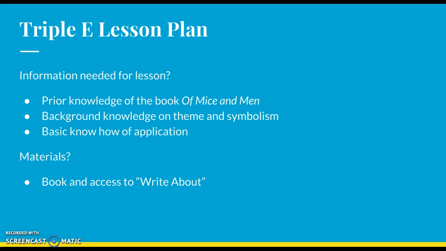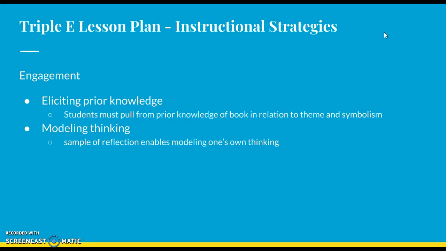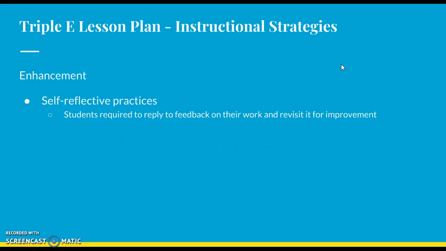The materials needed include the book and access to WriteAbout. The instructional strategies incorporated in this include traits of engagement, enhancement, and extension. My engagement strategies include eliciting prior knowledge and modeling thinking. This is because students must reflect upon their prior knowledge of the book Of Mice and Men in relation to the topics. An enhancement strategy used is self-reflective practices.